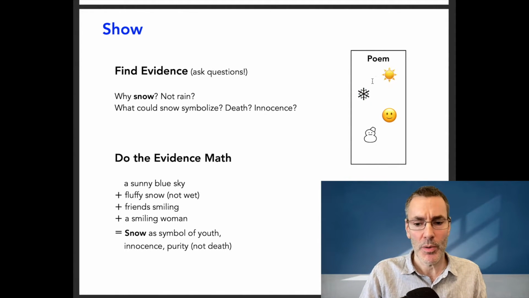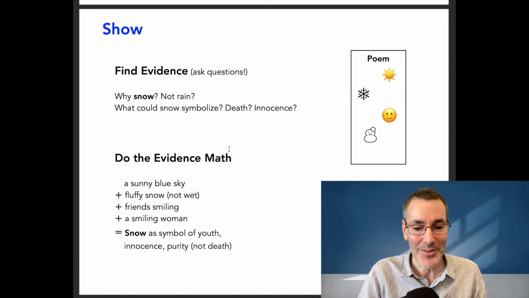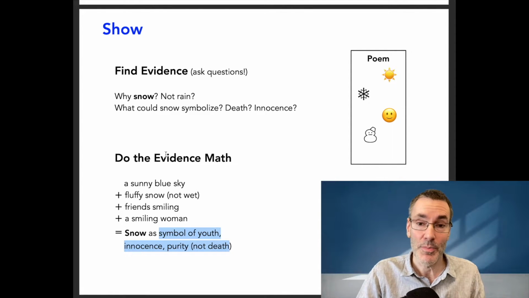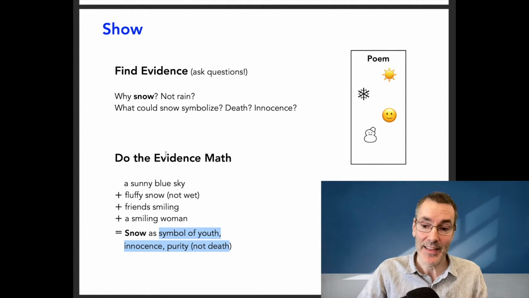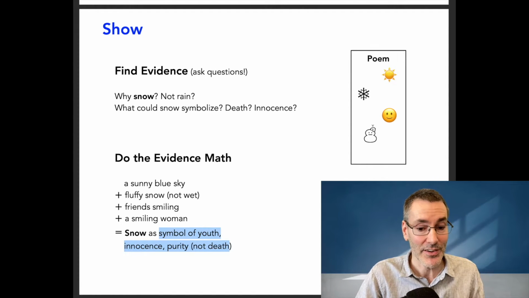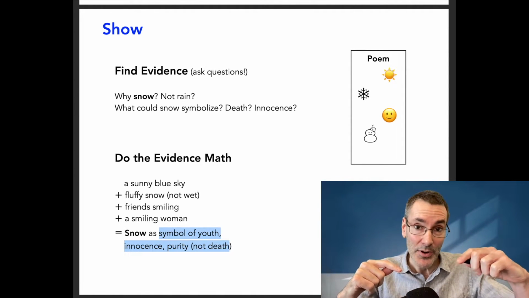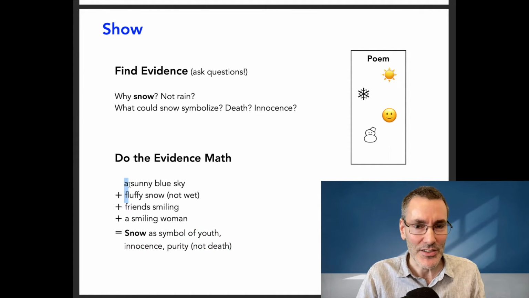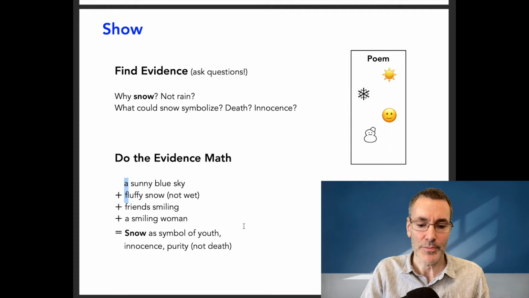If you've got a poem with these nice, pleasant images, there's a very good chance that snow doesn't mean death. It actually means youth, innocence, and purity. Now, there could be irony involved there, and it could mean death, but you've got to do the evidence math with the irony. You've got to indicate that this is ironic, and this is ironic. You add all that irony math together, and you get death. So you've got to be careful with this stuff. But finding evidence for your evidence, do you see what I mean, is really useful.